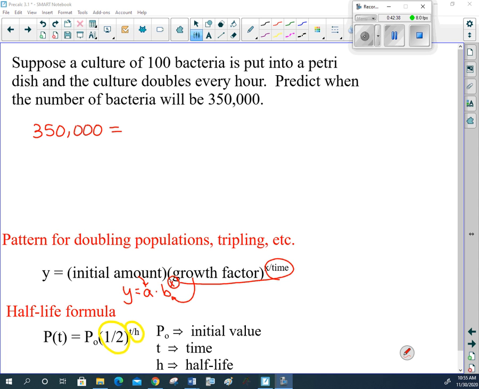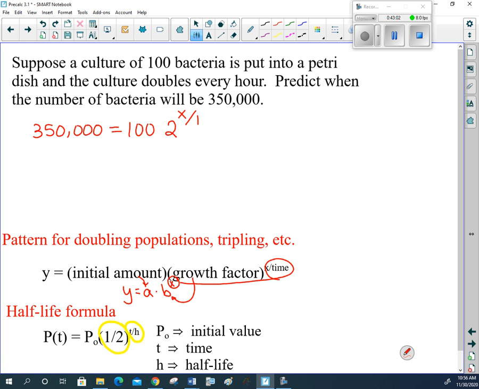So if we're doubling every hour, then our base is 2. Our initial value was 100. So we started with 100 bacteria in the petri dish. Our base is going to be 2 because we're doubling every hour. And they want to know the time. So that's what we're trying to figure out. Predict when the number of bacteria will be 350,000 if it's doubling every hour. So we're going to divide that by 1, the time spot up there.